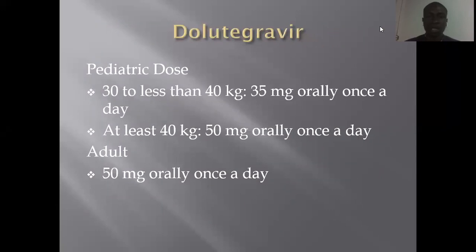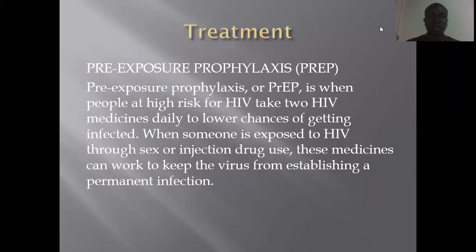DTG or dolutegravir pediatric dose: 30 to less than 40 kg, 35 milligrams once daily. At least 40 kg, you can do 50 milligrams once daily. Adults is 50 milligrams once daily. So we're going to look at now treatment, how you use ART drugs.